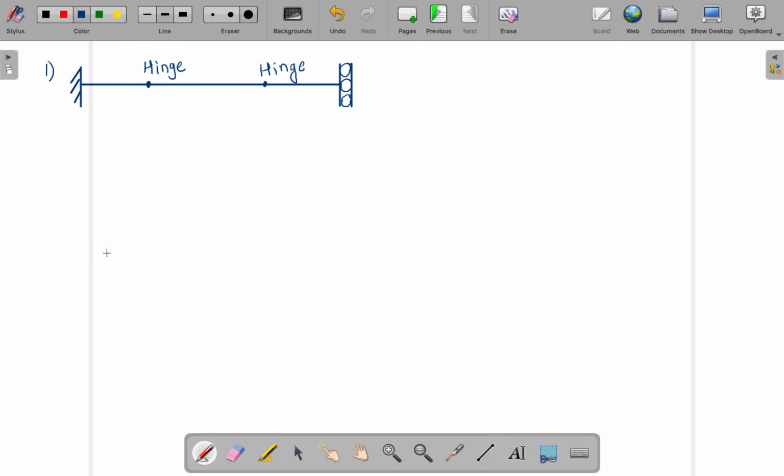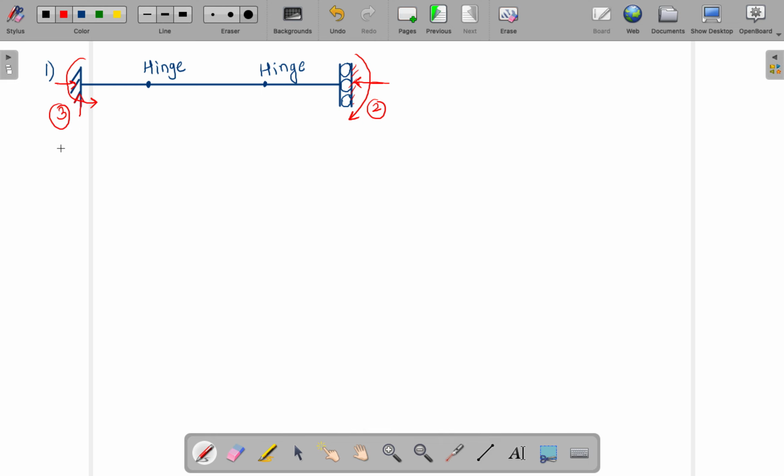Now let us find out what is the degree of static indeterminacy. Before that, let us see how many unknown reactions are there. For this particular support, you already know that there are three unknowns. Whenever such a support is there, there are two reactions: one moment and one horizontal reaction. So two reactions are here and three are here.